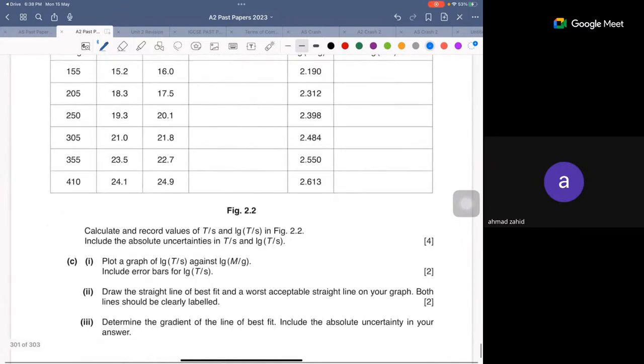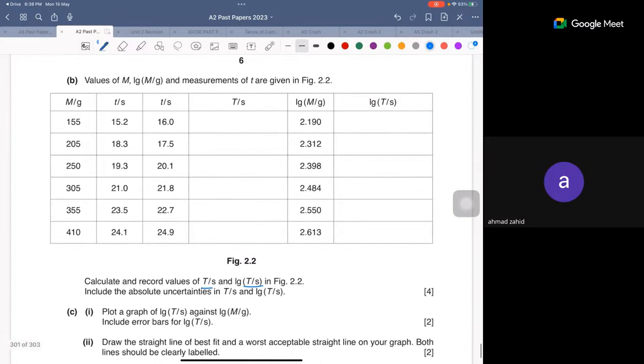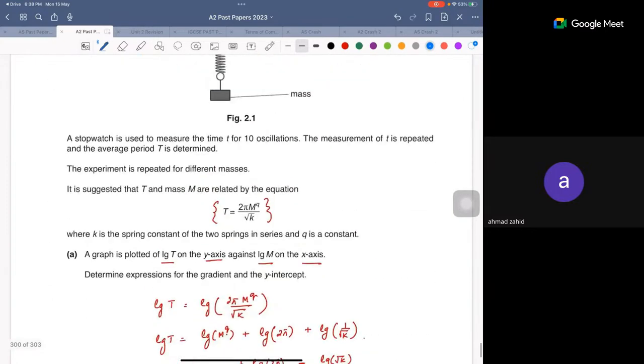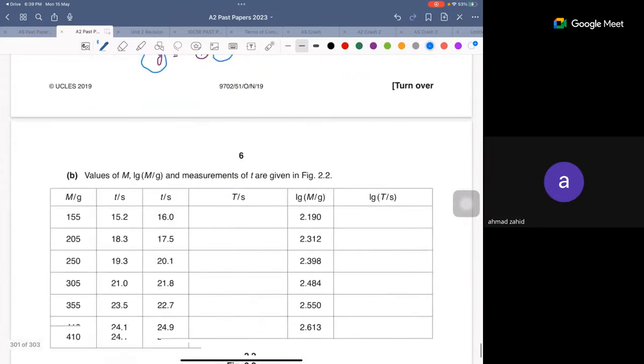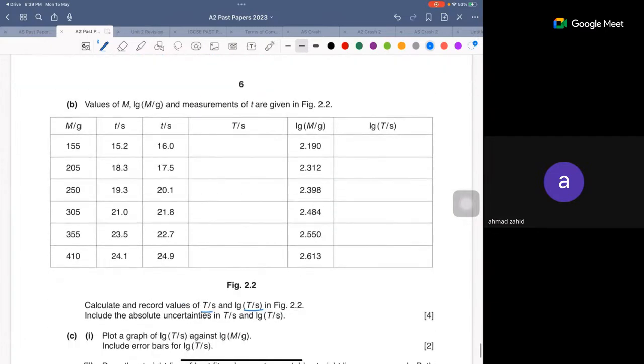So it says record the values of t and LGT. Okay, so first of all, this is 2 times. I don't know how many oscillations these are, so let's read about that. It says stopwatch is used to measure time for 10 oscillations. So this is 10 oscillations, okay? So what are we going to do? We're going to add these two. And when we add these two, we're going to divide it by 2 to take the average of t. And then when we divide it by 10, we're going to get t. So that's what we're doing here, okay?